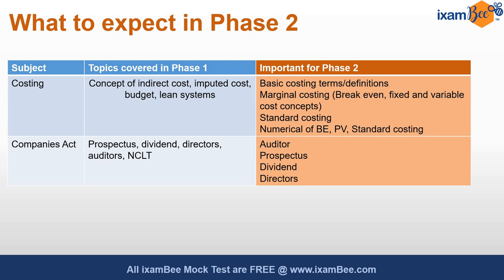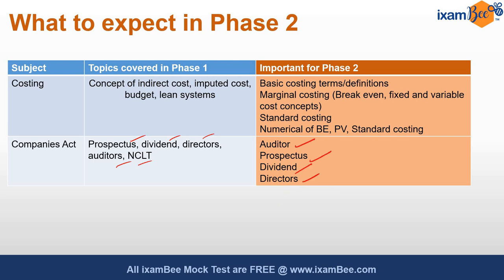In Companies Act, actually I've mentioned prospectus, dividend, directors, auditors, NCLT. However, if you see, there was a very good coverage, at least one question from each of the chapters that has been mentioned in the syllabus. A similar kind of pattern can be expected in phase 2, with focus continuing to remain on auditor, prospectus, dividend and directors.